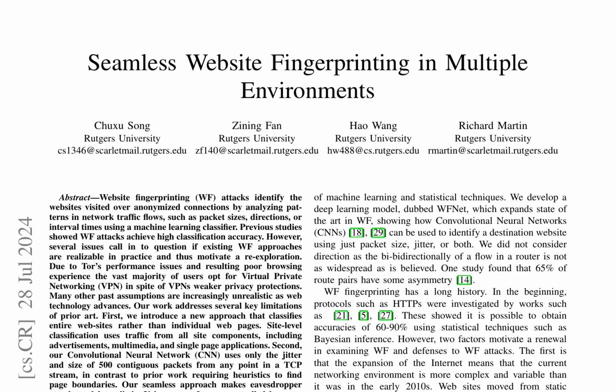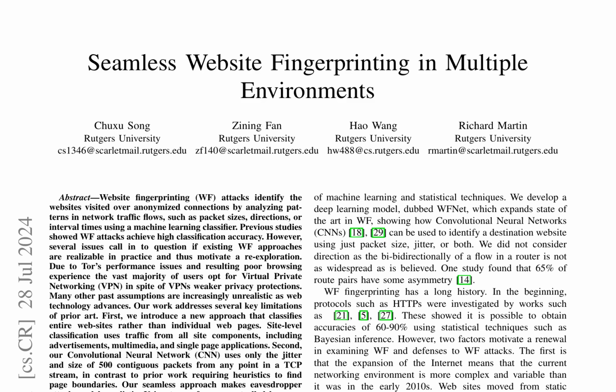Website fingerprinting (WF) attacks identify visited websites over anonymized connections by analyzing patterns in network traffic flows. The modern internet environment has introduced growing complexity and variability, while the limited adoption of privacy-enhancing technologies like Tor necessitates a re-examination of WF approaches.